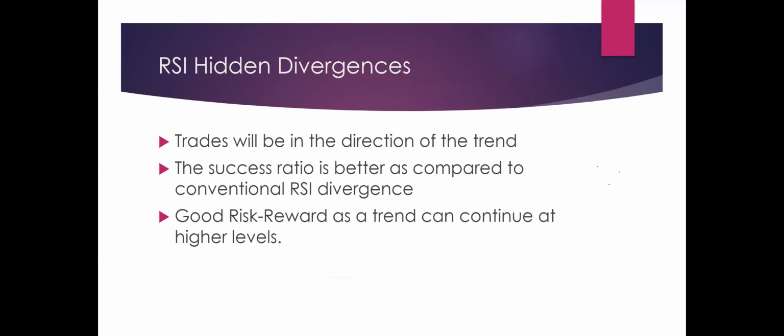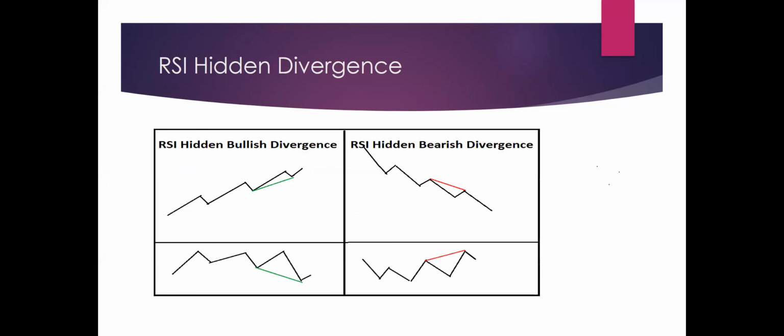Then what I'm going to suggest in this webinar is RSI hidden divergences. If you follow RSI hidden divergences, it always suggests trades in the direction of the trend. So the safety is almost guaranteed, and the success ratio is always better as compared to the conventional RSI divergence. It also gives a good risk reward ratio for your trades. You can see some of the examples.